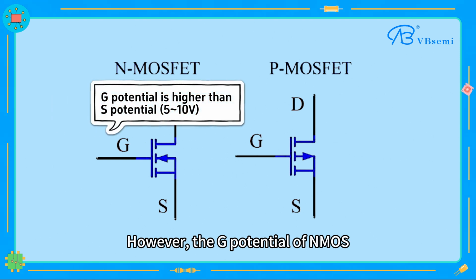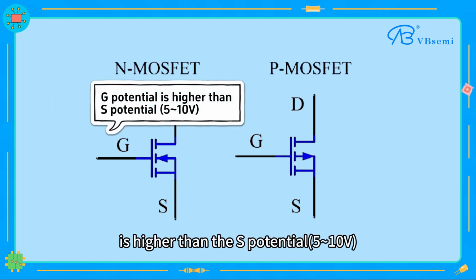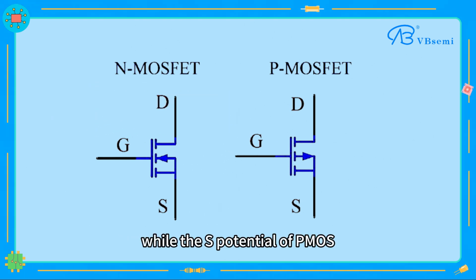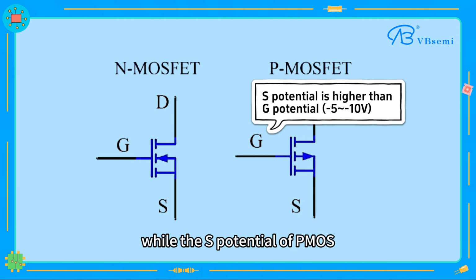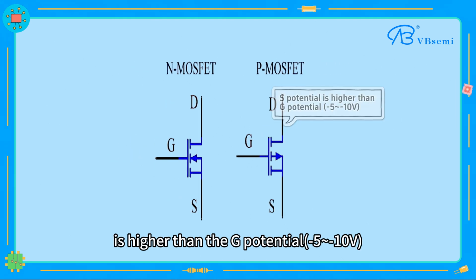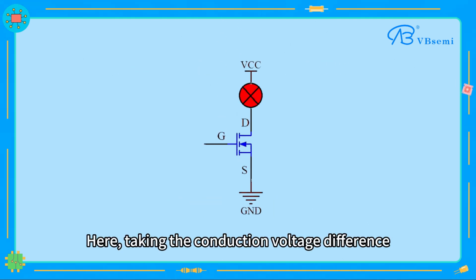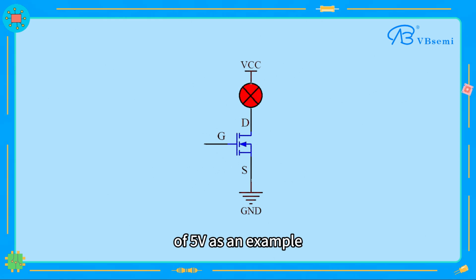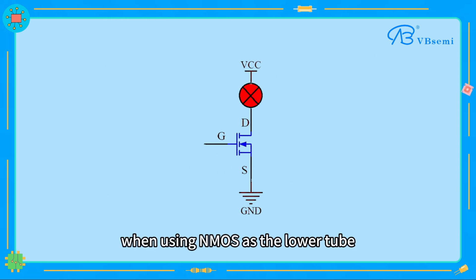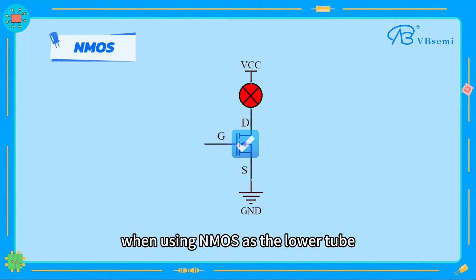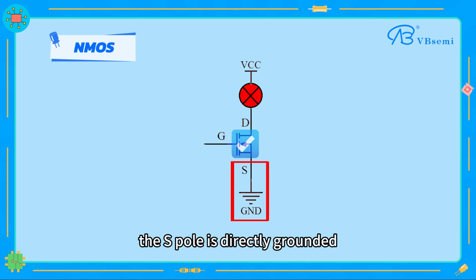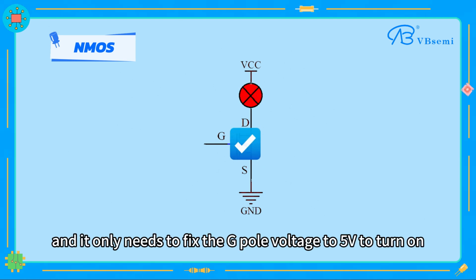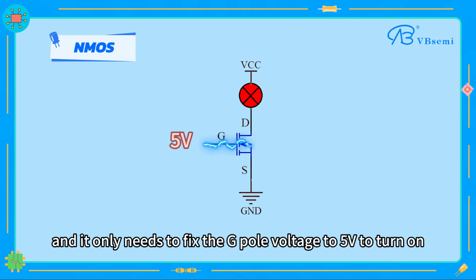It is known that the current directions of NMOS and PMOS are opposite, and VGS have a certain voltage difference. However, the G potential of NMOS is higher than the S potential, while the S potential of PMOS is higher than the G potential. Here, taking the conduction voltage difference of 5 volts as an example, when using NMOS as the lower tube, the S pole is directly grounded, and it only needs to fix the G pole voltage to 5 volts to turn on.